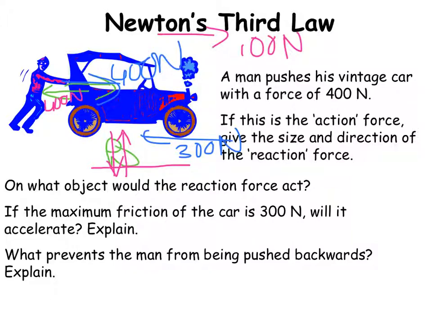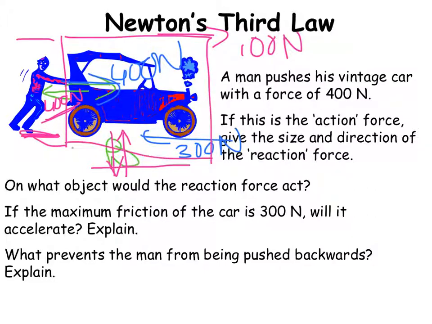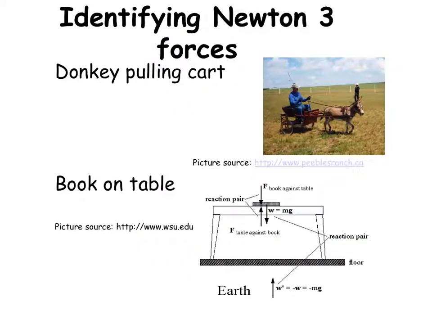What prevents the man, who is being pushed backwards with 400 newtons, from just flying backwards? Because he is in contact with the ground and there will be a frictional force that is balancing him. Different set of forces on man, different set of forces on car. Here we have the donkey pulls forward on the cart. The cart pulls backwards on the donkey. That's why the donkey starts to get tired. He keeps getting pulled backwards.